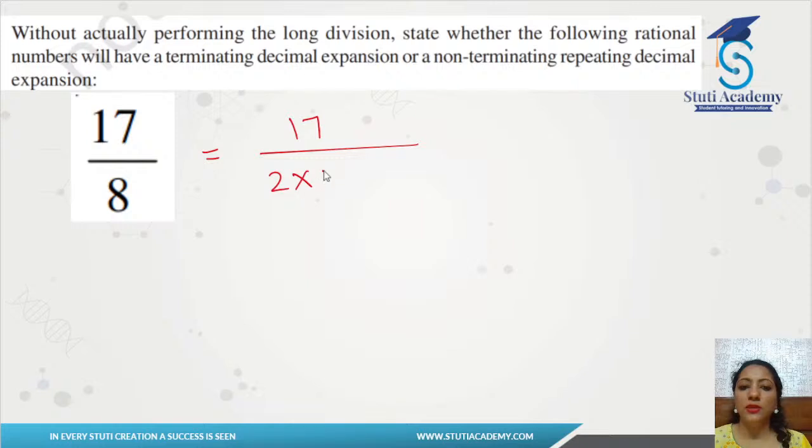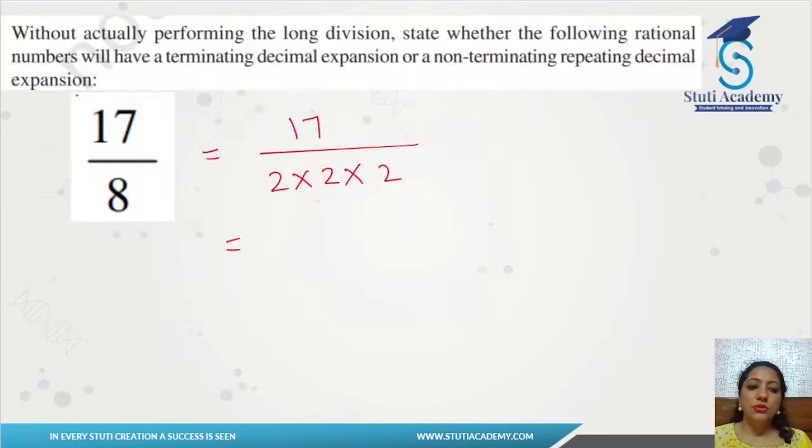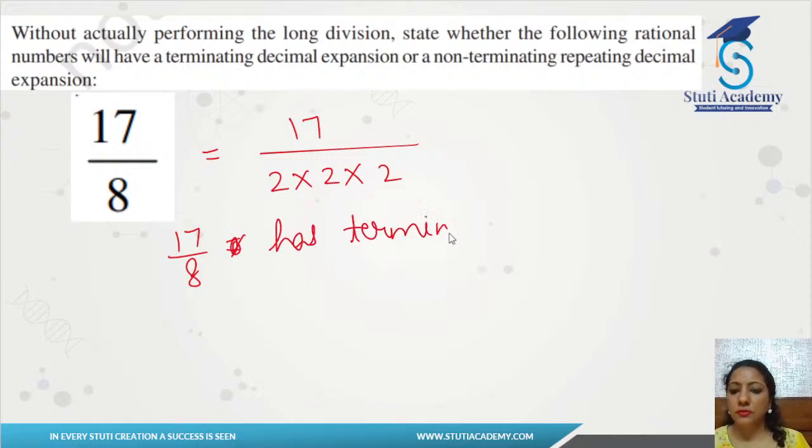8 can be written as 2 into 2 into 2, like this. Then we have the prime factors of 8 as 2. So I just told you right in the beginning, for a rational number to have terminating decimal expansion, it should have the prime factors either 2 or 5 or both, nothing else apart from 2 and 5. So in this case we are just getting 2, so we can say that this 17 upon 8 has terminating decimal expansion.